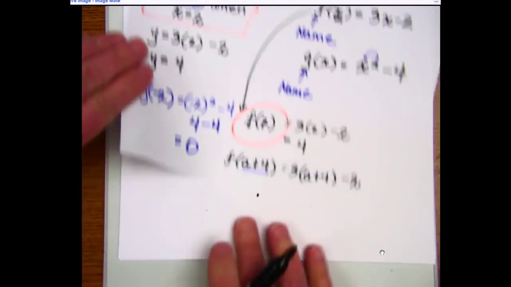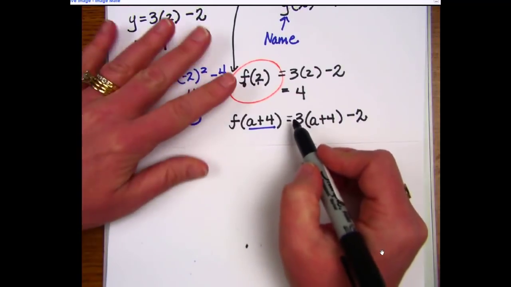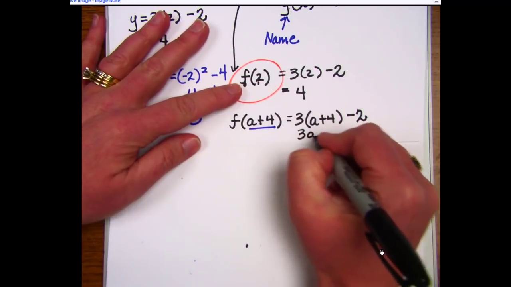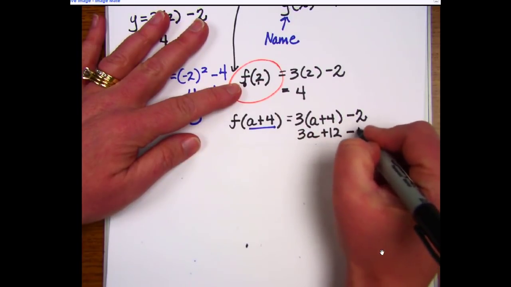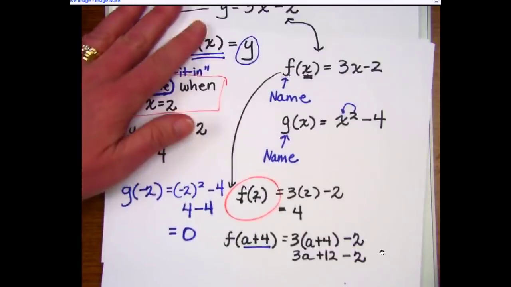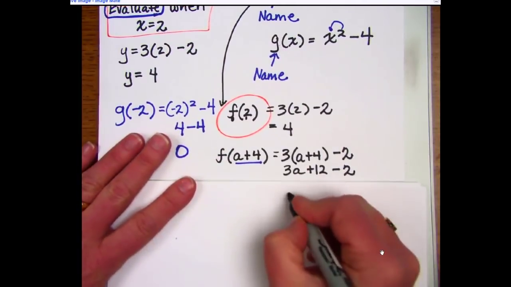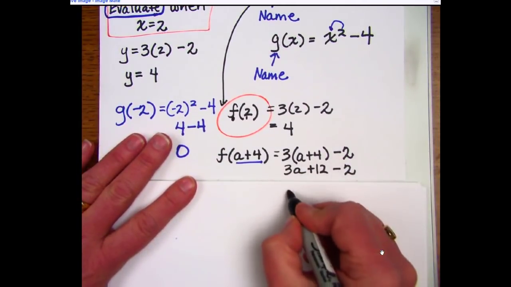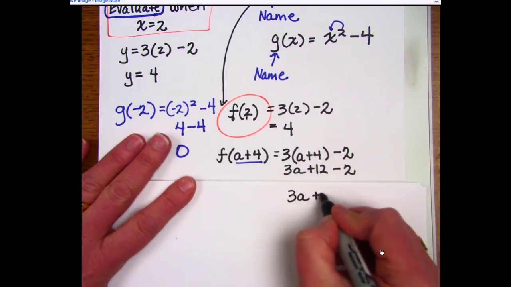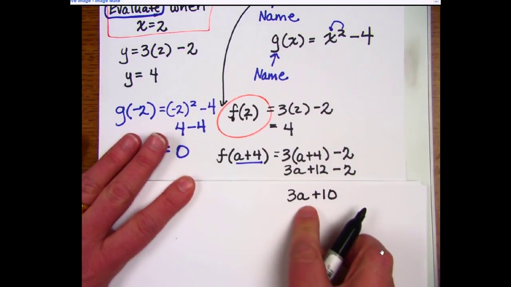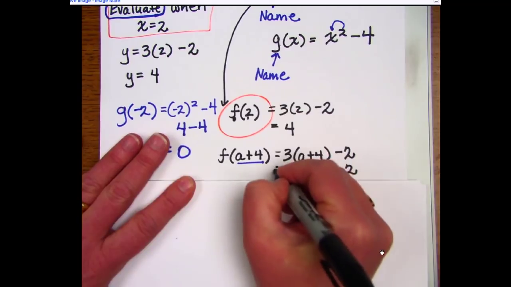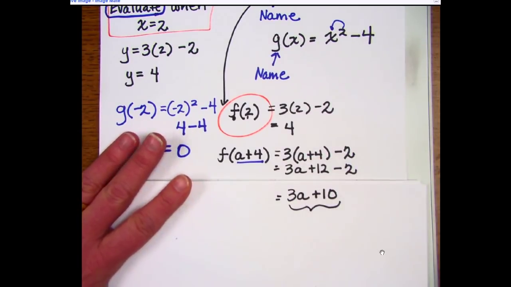Okay? Simplifying that, you can see I can distribute the 3. I get 3a plus 12 minus the 2. Okay? And now continuing, by combining my like terms, I would end up with 3a plus 10. And now I can't simplify that any further. Okay, so this would be my answer.